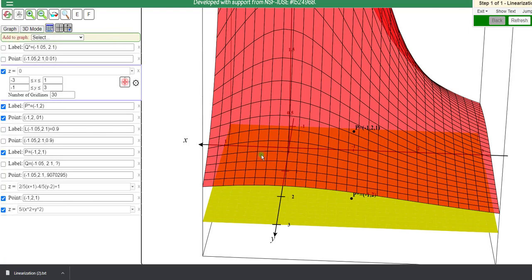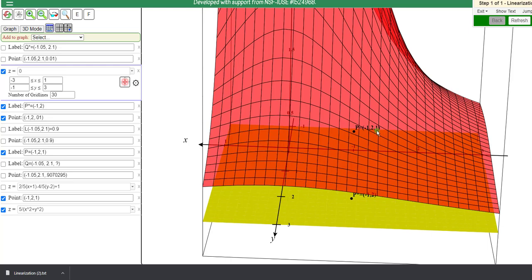I want to make this a little bit easier on the eyes. So here you can see in this transparent red the graph of our function, that's this z equals 5 divided by x squared plus y squared. There it is. Here you can see the point in the domain where we're going to build our linearization about, which corresponds to this ordered triplet on the graph of the function.